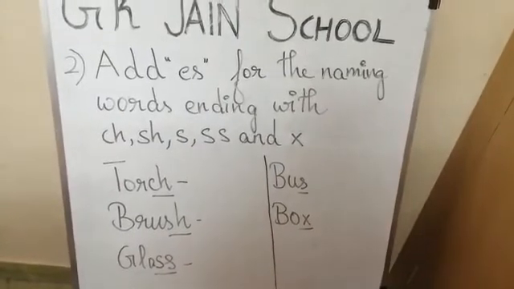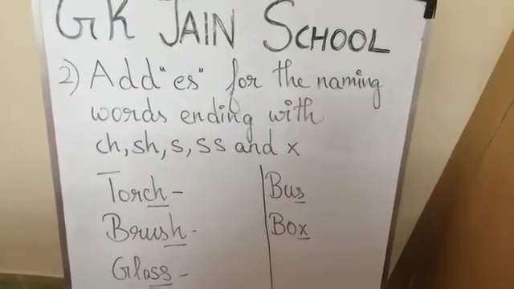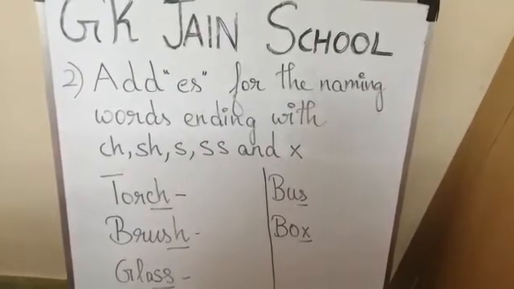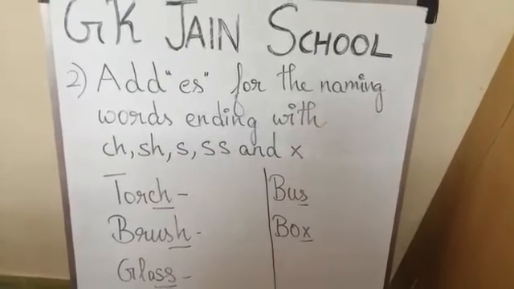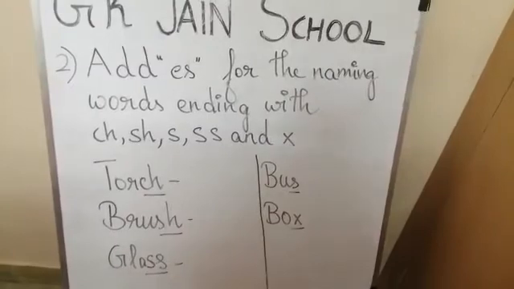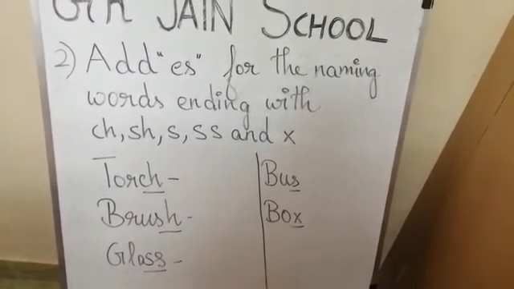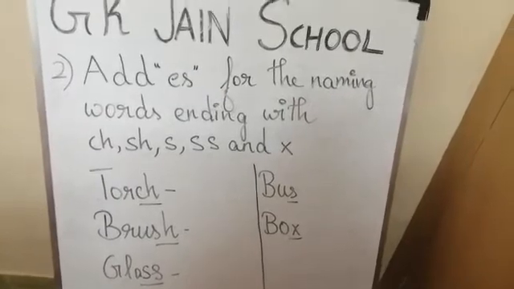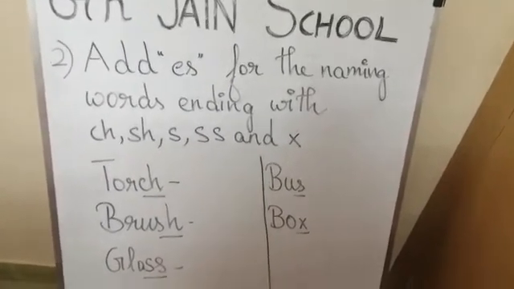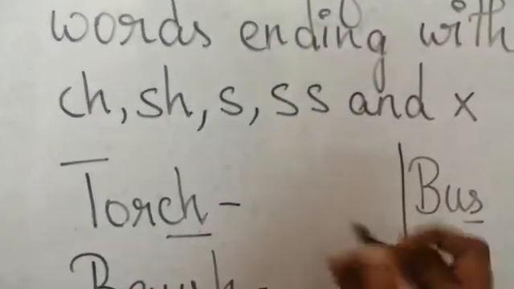Okay, now see, I told you right. You should add es when the word ends with ch, sh, s, ss and x. Now see the naming word torch, T-O-R-C-H. It ends with ch. So what you should do? You should add es at the end. Now tell me how to write.